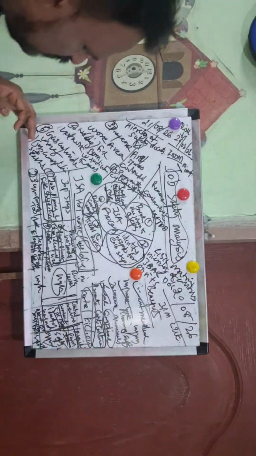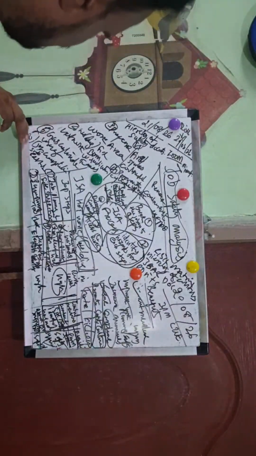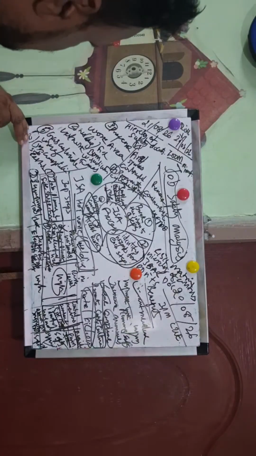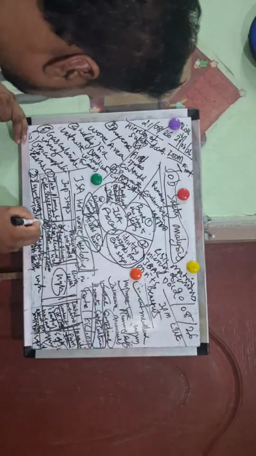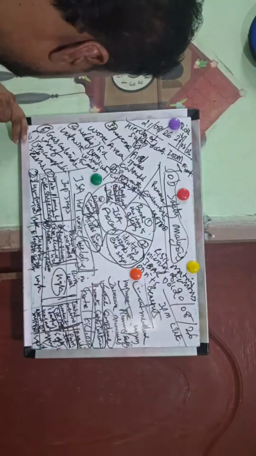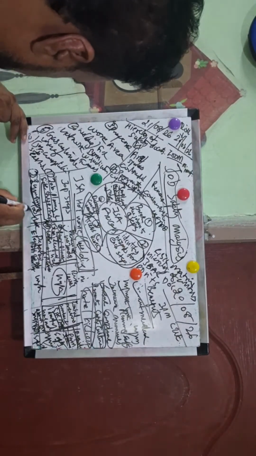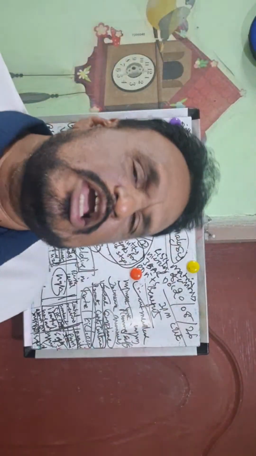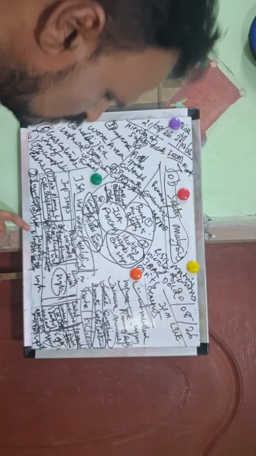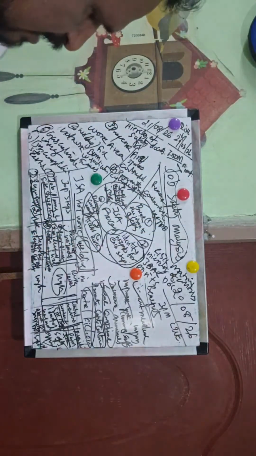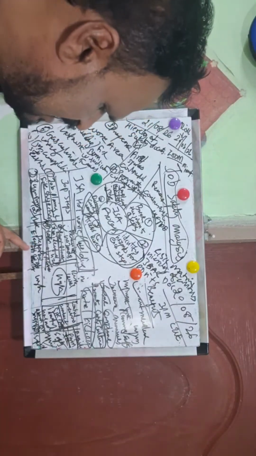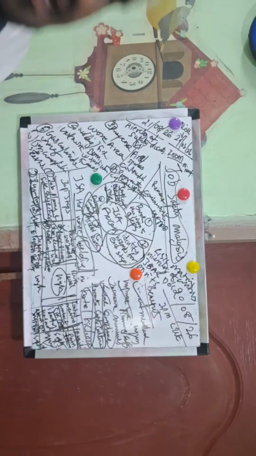Then what will be the second step? The second step is equipment and tools. In that equipment and tools step, what will be the hazard? The hazard will be that there is a chance of mishandling.